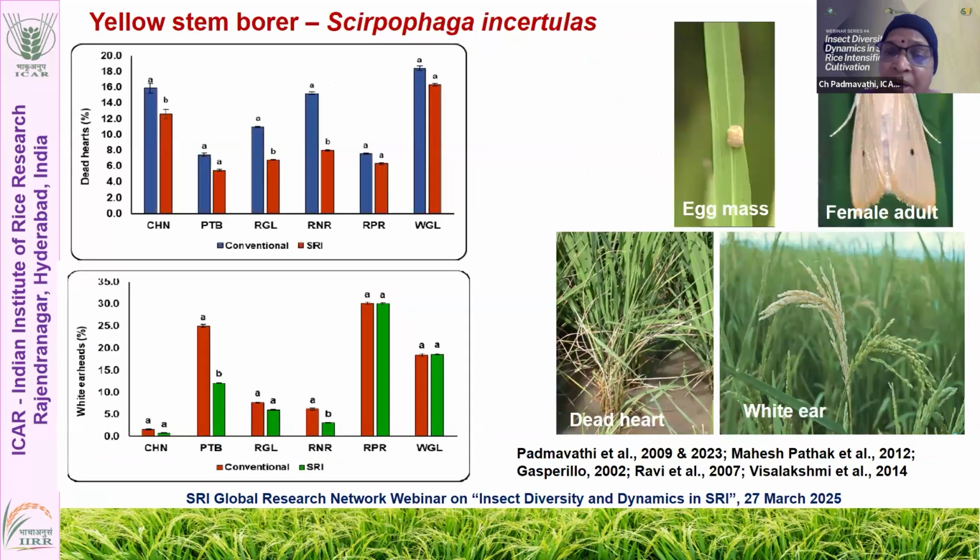With respect to the yellow stem borer, we have around 5 to 6 species of stem borers, but the most predominant one is the yellow stem borer, Scirpophaga incertulas. You can see this egg mass, female, and the damage in terms of dead heart and white ear damage. Across locations, the conventional method has more dead hearts as compared to the SRA method. Similarly, the conventional method also has more white ear heads as compared to the SRA method. In a few locations like Raipur and Warangal, the damage is almost similar in both the SRA and the conventional method.